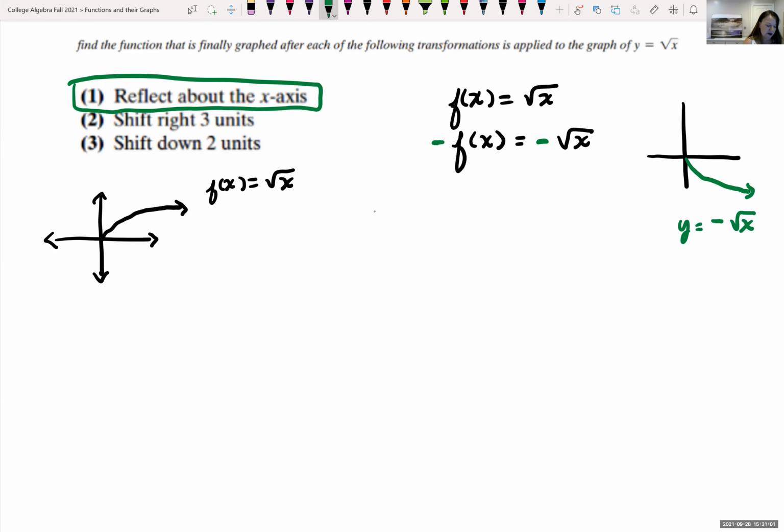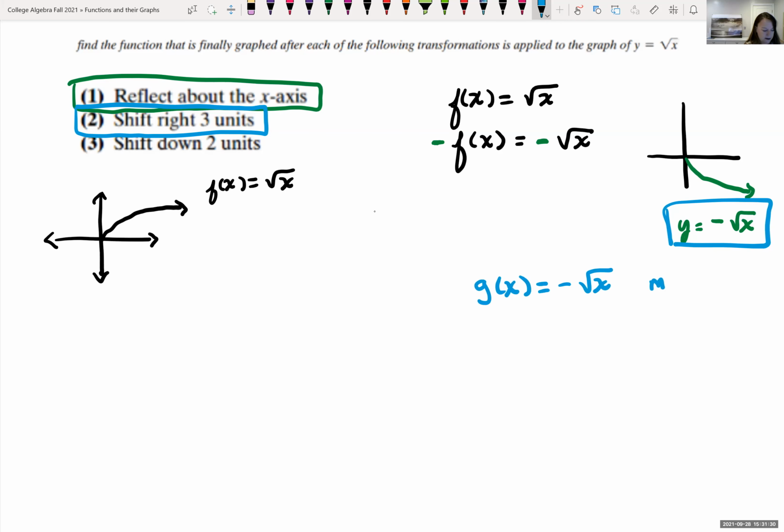And so the next thing we want to do is take this graph y equals negative f of x, and shift it to the right 3 units. So I'm going to take my new function, maybe we can call it g of x equals negative square root of x. And if we want to move this to the right 3 units.